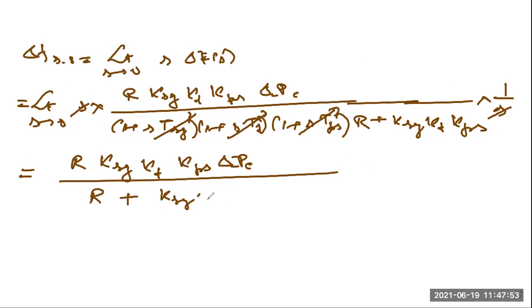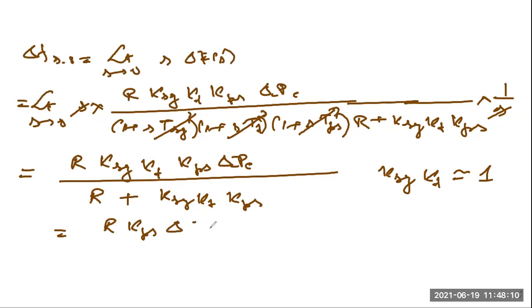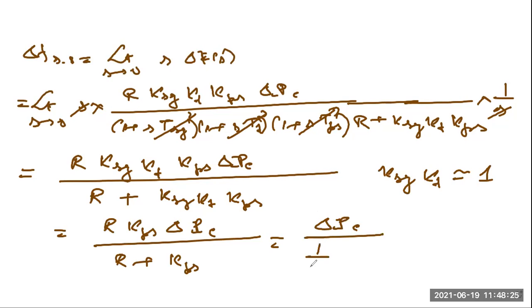KSG KT into KPS. Now we know that KSG into KT is approximately equal to 1. So this becomes R into KPS by R into KPS into delta PC divided by R plus KPS. So now we are dividing numerator and denominator by R into KPS. So this will be delta PC, this will be 1 by KPS, and this will be 1 by R.